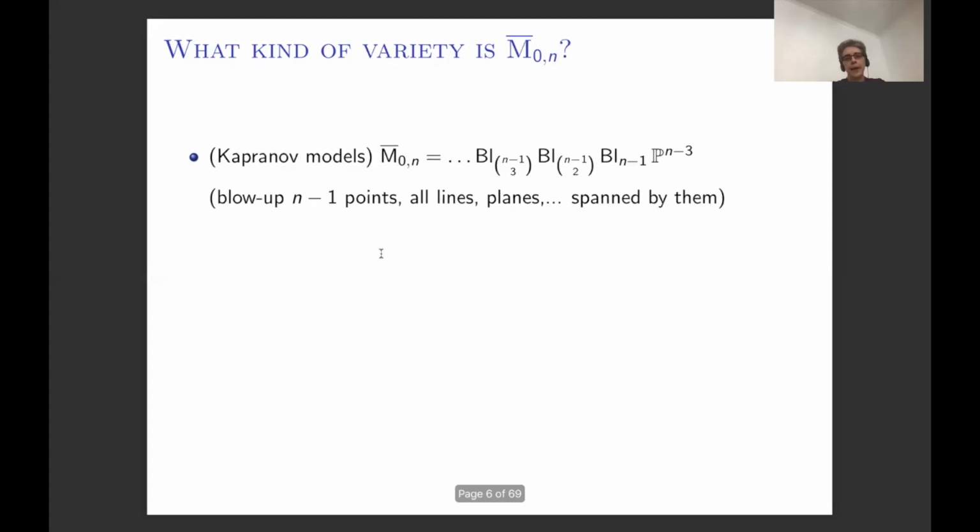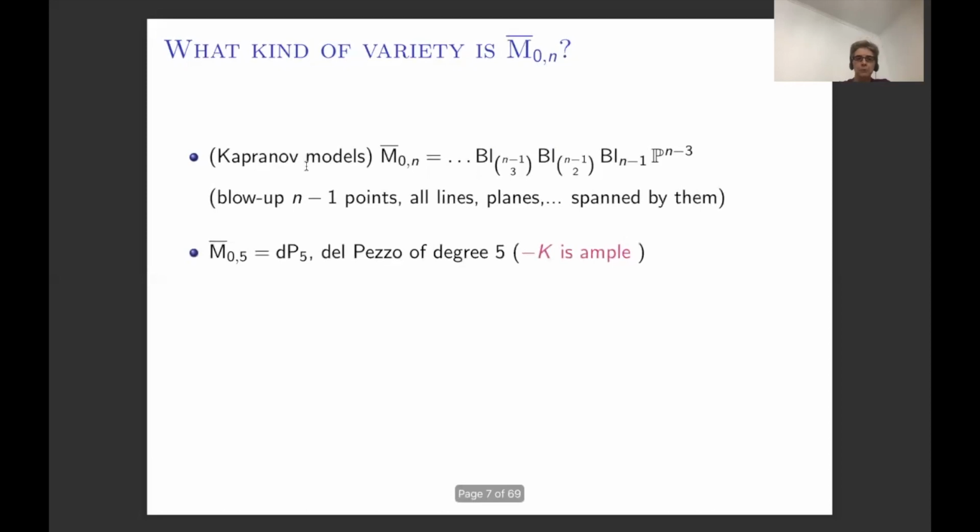Then we consider the lines spanned by any 2 of the points, take their proper transforms, blow them up, take planes spanned by any 3 of the points, proper transforms, blow up. And we do this for all the linear subspaces spanned by these points, so up to codimension 2 linear subspaces. This construction depends on a choice of a marking. So for every marking, we have a map from M0,n bar to P^(n-3), which is such an iterated blowup.